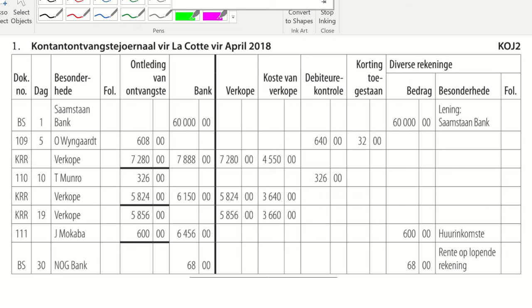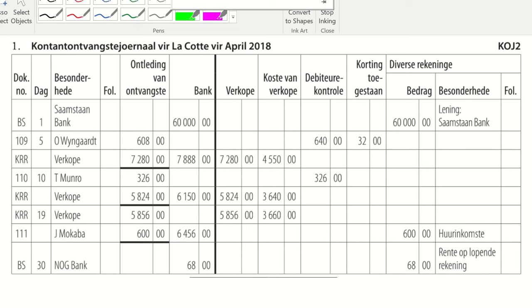Hello, grade 10s. So, this is just the explanation of the memo on activity 9.14. Okay, so let's start with the very first transaction that we have here.